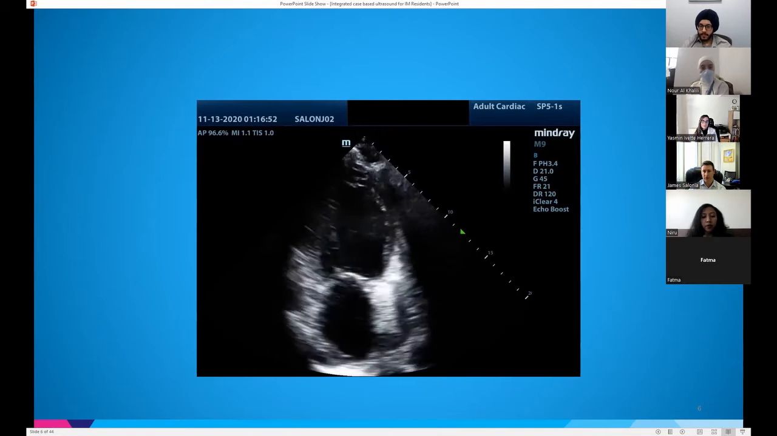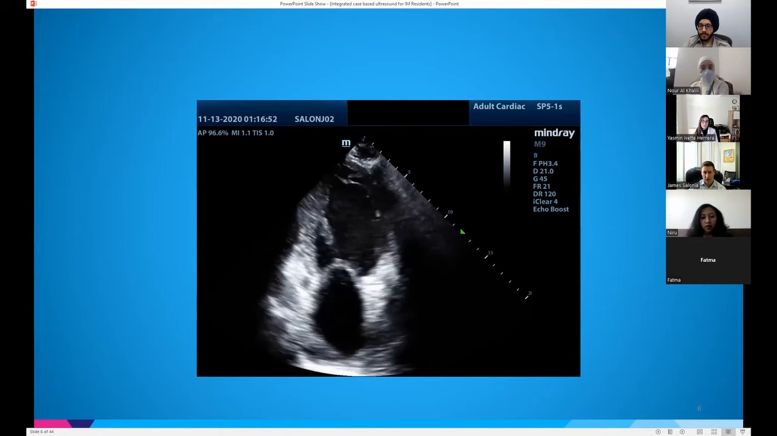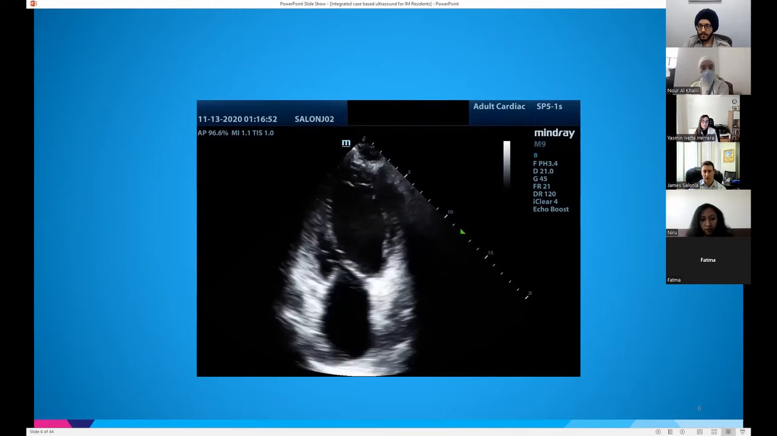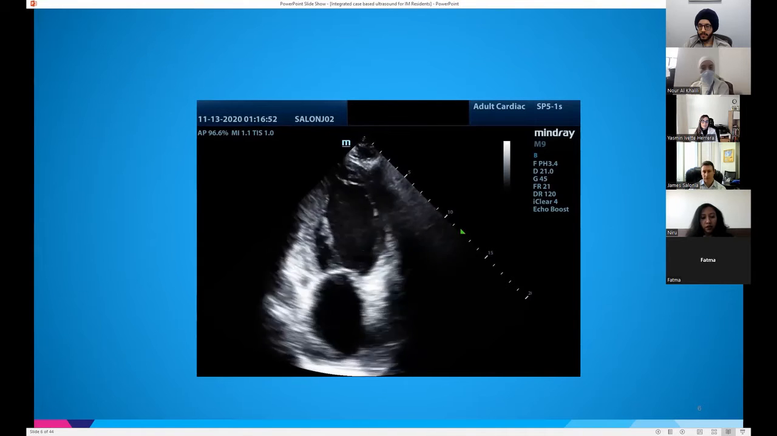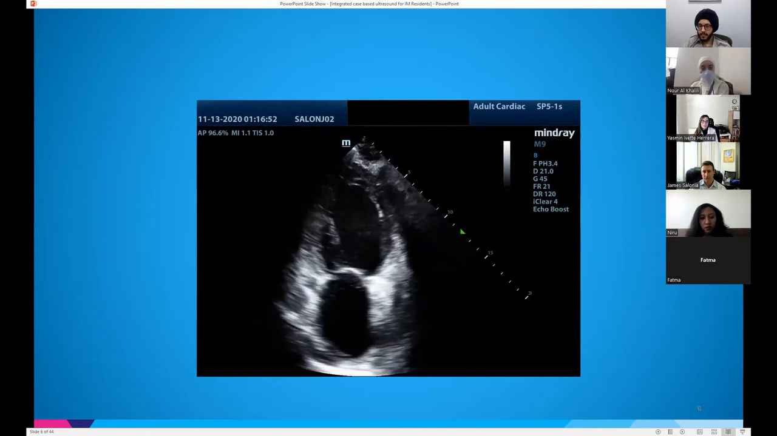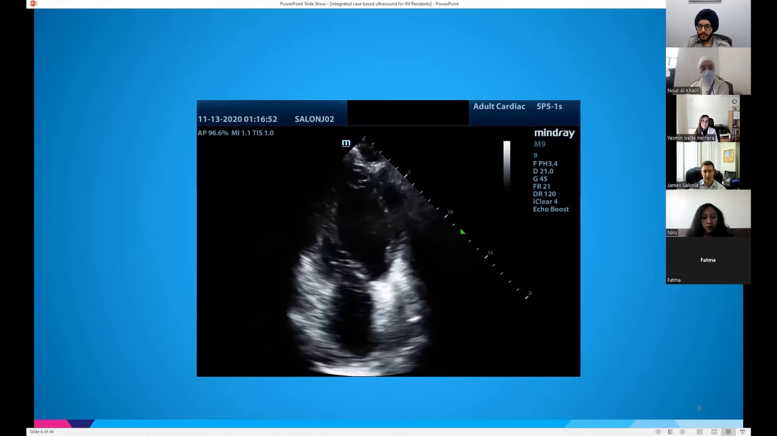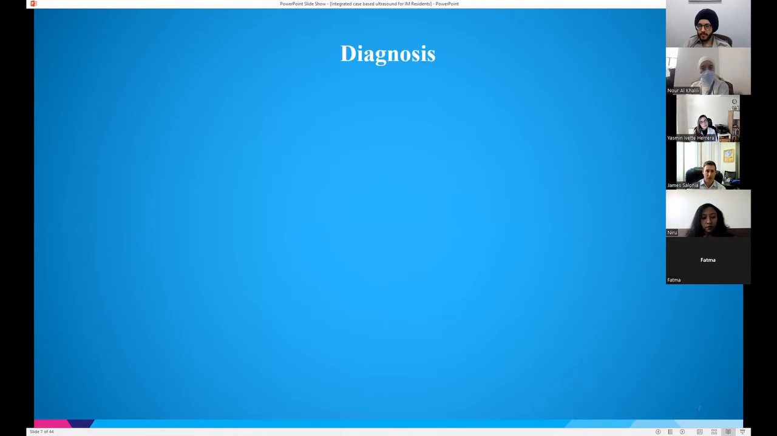It's definitely depressed. There's not good endomyocardial excursion or myocardial wall thickening. And it seems to be kind of global, including the apex. Excellent. So what's our diagnosis here?